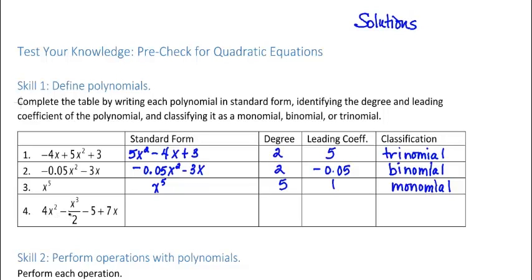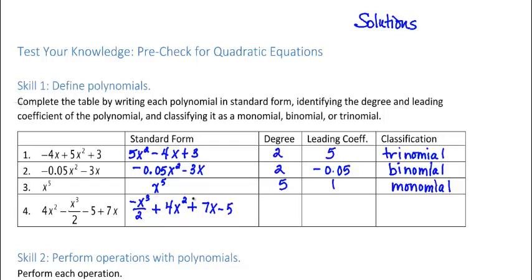For x squared minus x cubed divided by 2 minus 5 plus 7x is not in standard form. To rewrite that, that would be negative x cubed divided by 2 plus 4x squared plus 7x minus 5. Be sure that you take the sign when you move the term.